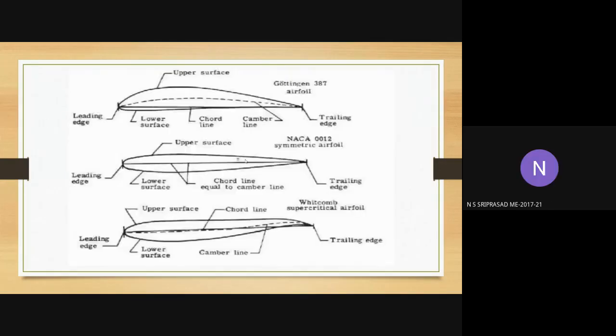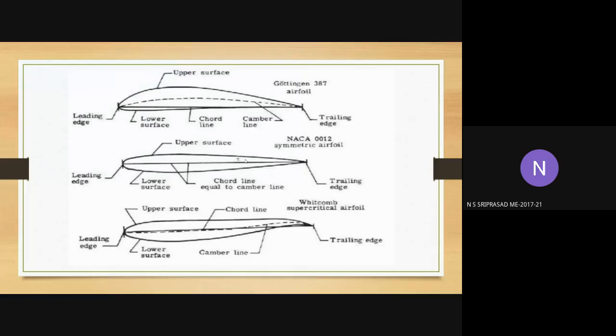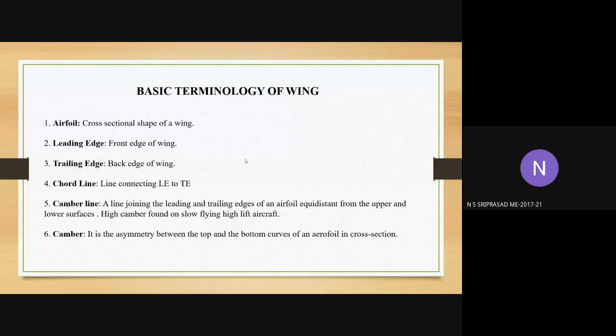Now, apart from that, these are basic terminologies of the wing. I need you all to remember this because in today's session I'll be talking about it in detail. So you have something called the airfoil, that is the cross section of the wing. Then you have a leading edge. The leading edge of a wing is the front edge of the wing. That is the curved part, that is the front edge, it's called the leading edge. Then you have a trailing edge, that is the back part of the wing.